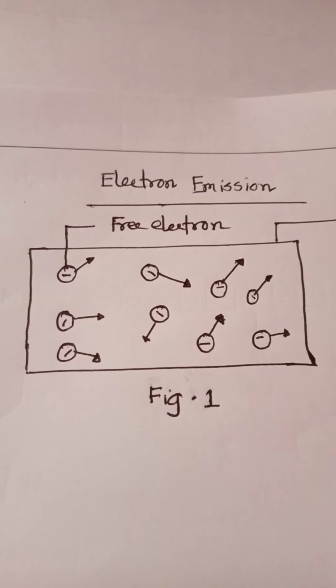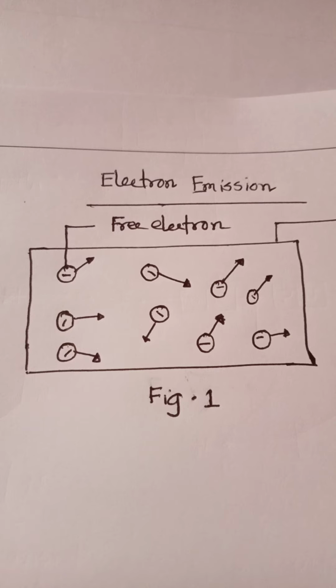Today we discuss electrical emission. Our topic is electrical emission. So first, what is electrical emission? The liberation of electrons from the surface of a substance is known as electrical emission.